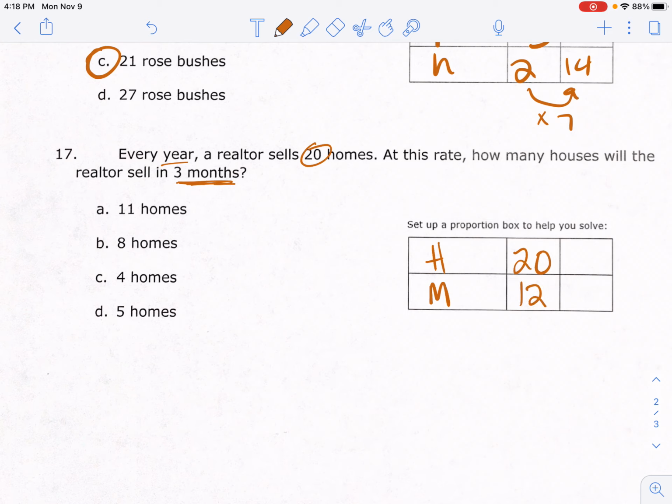Okay, and I'm trying to figure out how much they can sell in 3 months. And I can scale here. I can say that 12 divided by 4 equals 3, so I can divide by 4 over here. 20 divided by 4 is 5.